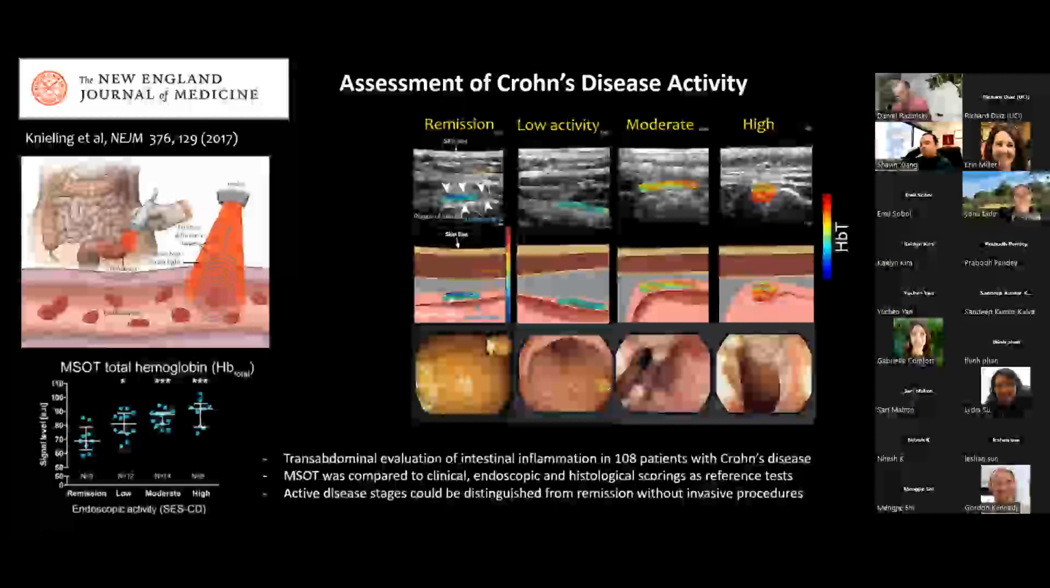So Crohn's disease is an inflammatory bowel disease, and to diagnose and stage the disease, they used a commercial version of one of our EMSOT scanners, which is combined with concurrent B-mode ultrasound imaging. And they did transabdominal evaluation of intestinal inflammation in 100 patients with Crohn's disease. And then compared the non-invasive EMSOT results with clinical endoscopic and histological scorings. So in the study, they were able to show that active Crohn's disease stages could be distinguished from remission entirely non-invasively using a handheld EMSOT imaging scanner. And now there are phase 2 multicenter clinical trials going on in Germany and Italy to basically approve this approach as a diagnostic procedure to be reimbursed by the health insurance providers.